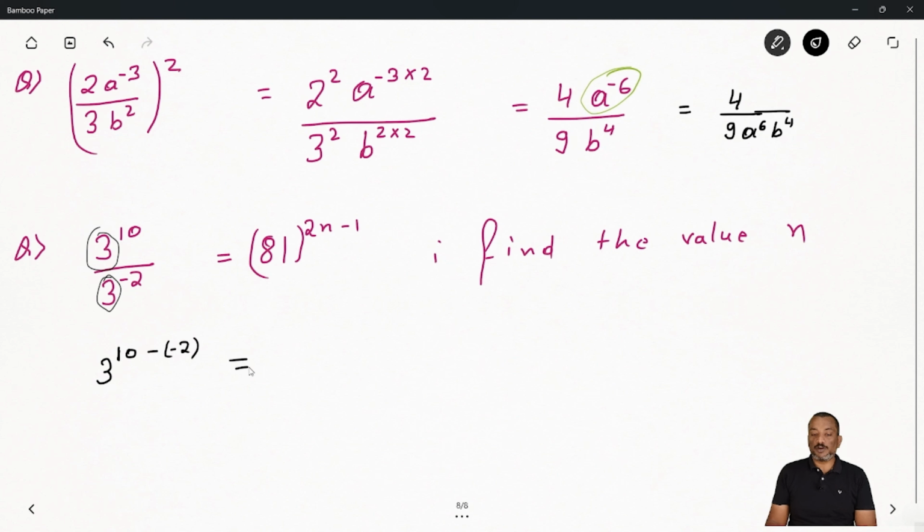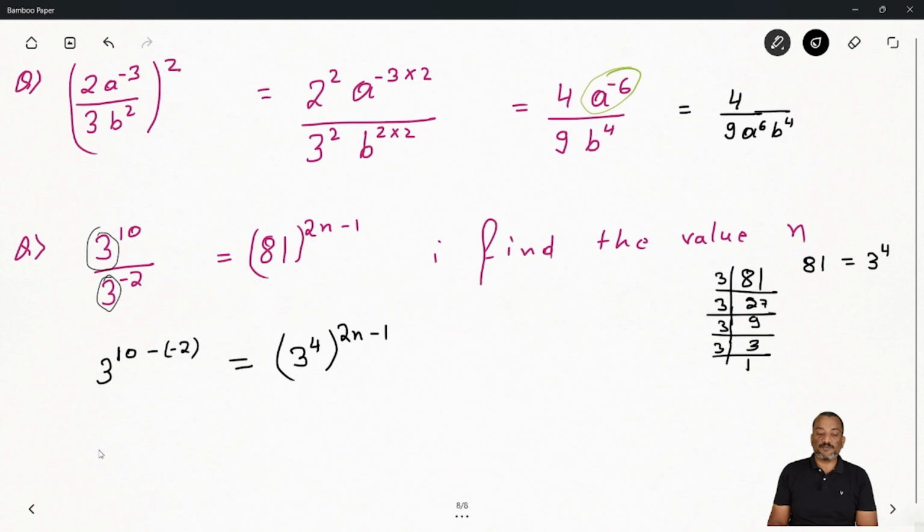This is equal to, now you can factorize 81 in rough. 3 times 27 is 81, 3 times 9 is 27, 3 times 3 is 9, and 3 times 1 is 3. So 81 is equal to 3 to the power 4, since 3 comes 4 times. So the right side becomes 3 to the power 4, and the whole raised to 2n minus 1.